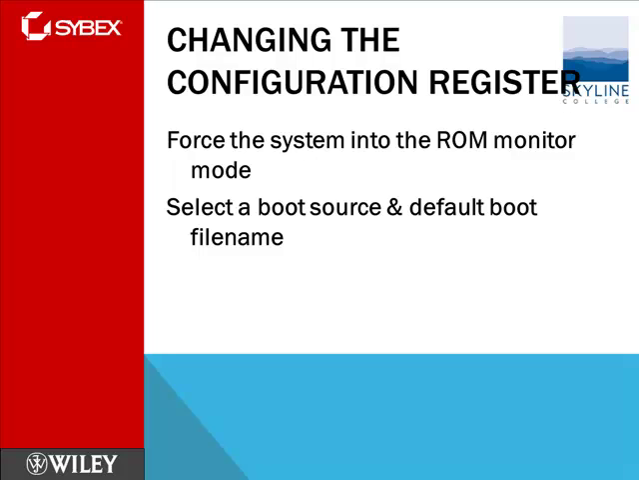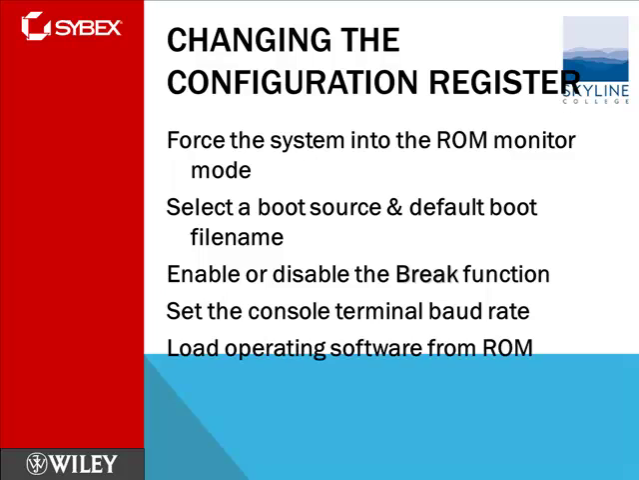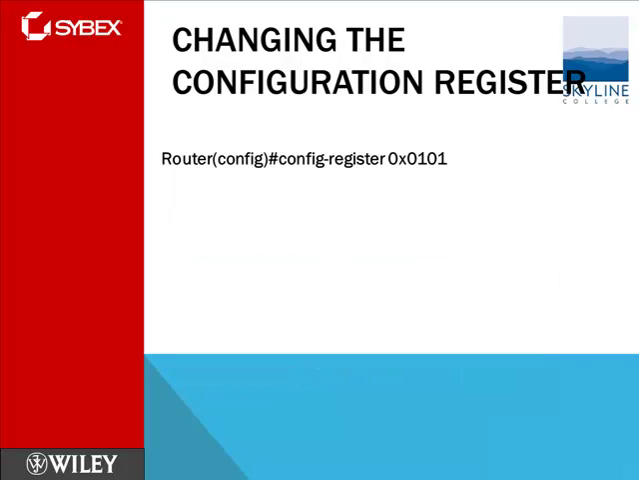You can force the system into ROM monitor mode, select the boot source and the default boot file name, enable or disable the break function, and again, this is what I want to demonstrate, set the console terminal baud rate. The console terminal baud rate, when we go into the terminal, the things that start up there, 9600, 8, none, 1, none, are the defaults. You can load the operating system, enable booting from a TFTP server, you can do all of those things. Config-register 0x0101.